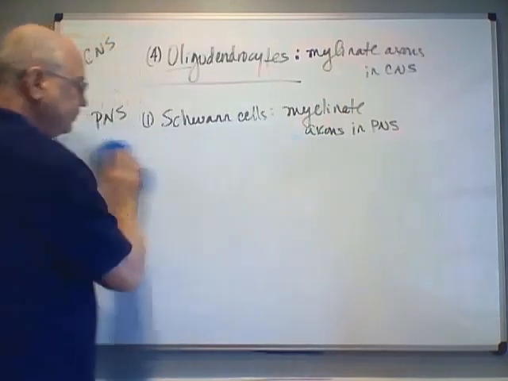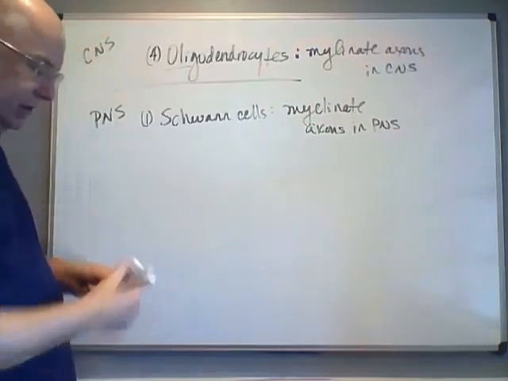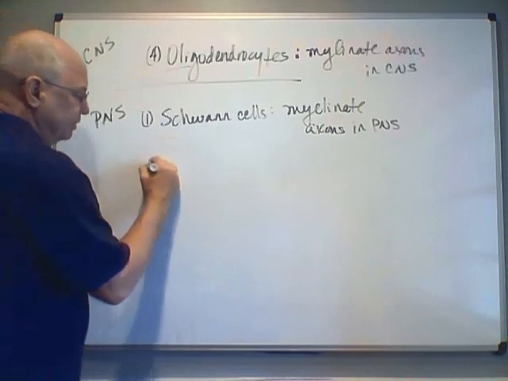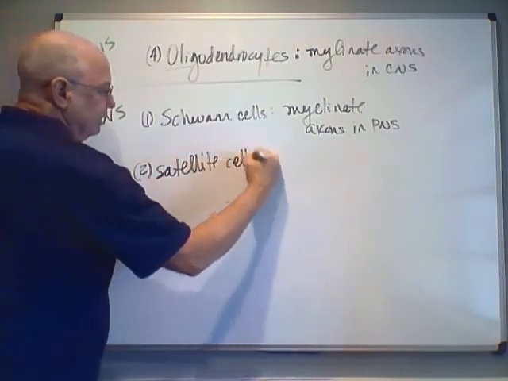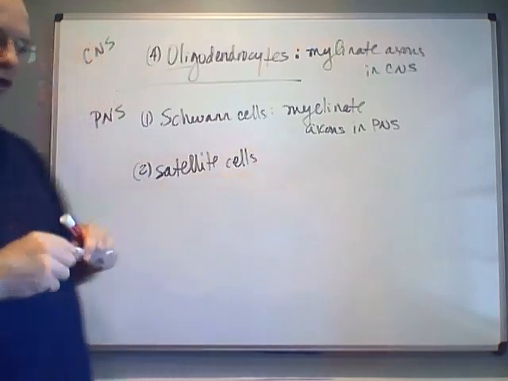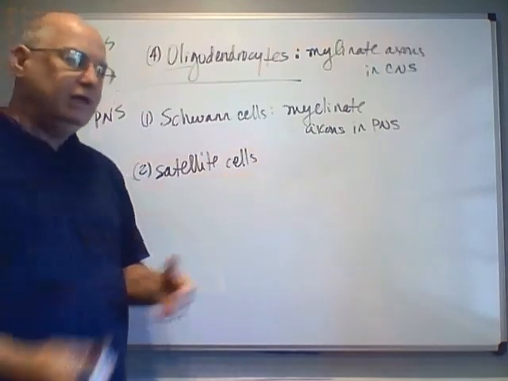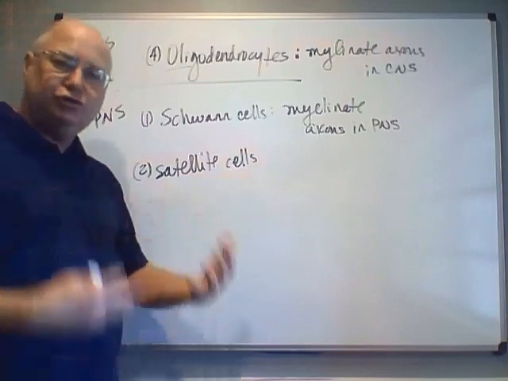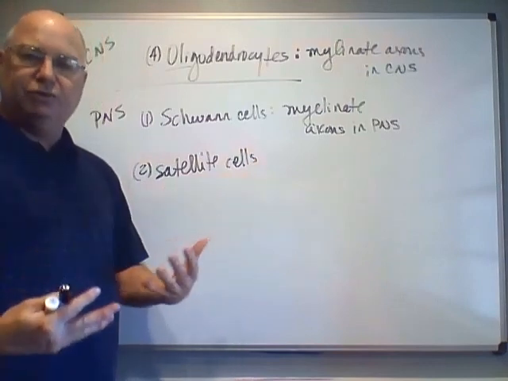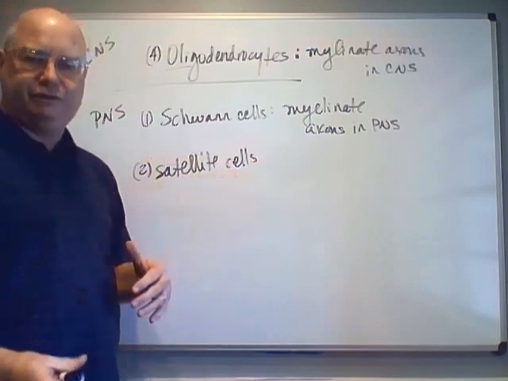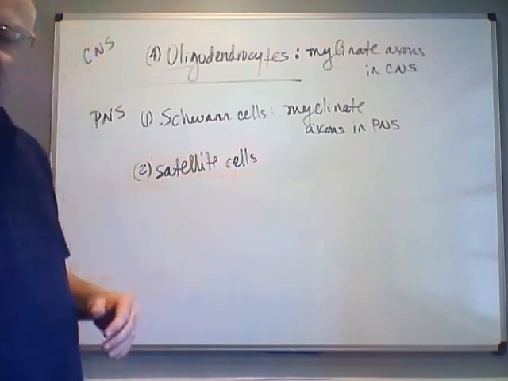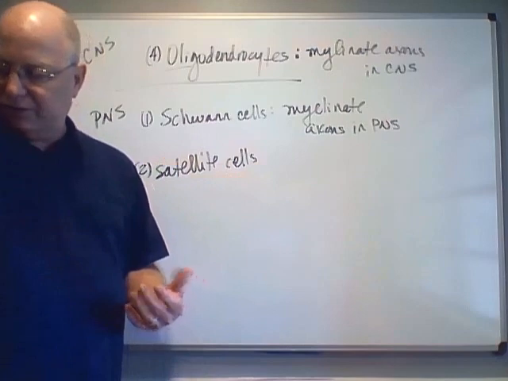So now, the last of the neuroglia that we're going to talk about are called satellite cells. Satellite cells, I tend to think of them as similar to ependymal cells in that they do some nutritional or biochemical support and adjustment for the cells in the peripheral nervous system. Okay? All right, so that should cover the glial cells that we've talked about.